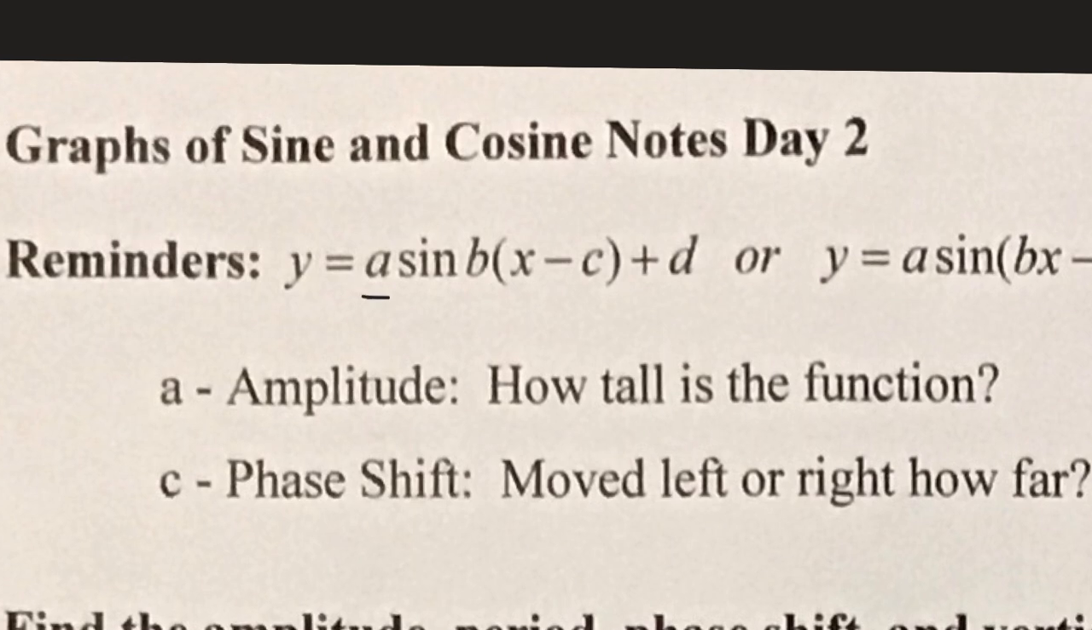The number in front of your trig is the amplitude. Right? How tall. It's how high or low above the midline, right? The middle of your function. That's your amplitude. Okay, the b helps us to calculate the period.